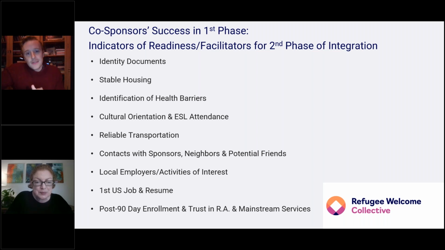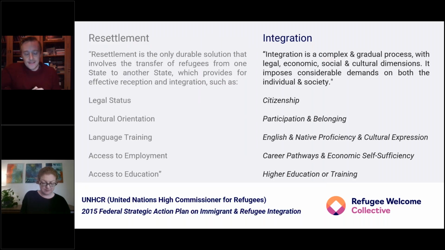that they have good contacts with you, that they trust you, but that they also know their neighbors and they also have some potential friends in the area who they can start to build relationships with, that they know who some of the local employers and activities are in their professional background or areas of interest, that they have that first job, they have that resume, and that they know who they're going to be working with after those first 90 days, right? So they know what they can be receiving as services from their resettlement agency and also from those mainstream service providers, because they are going to need them after those 90 days, right? It's not just those first services that they need.